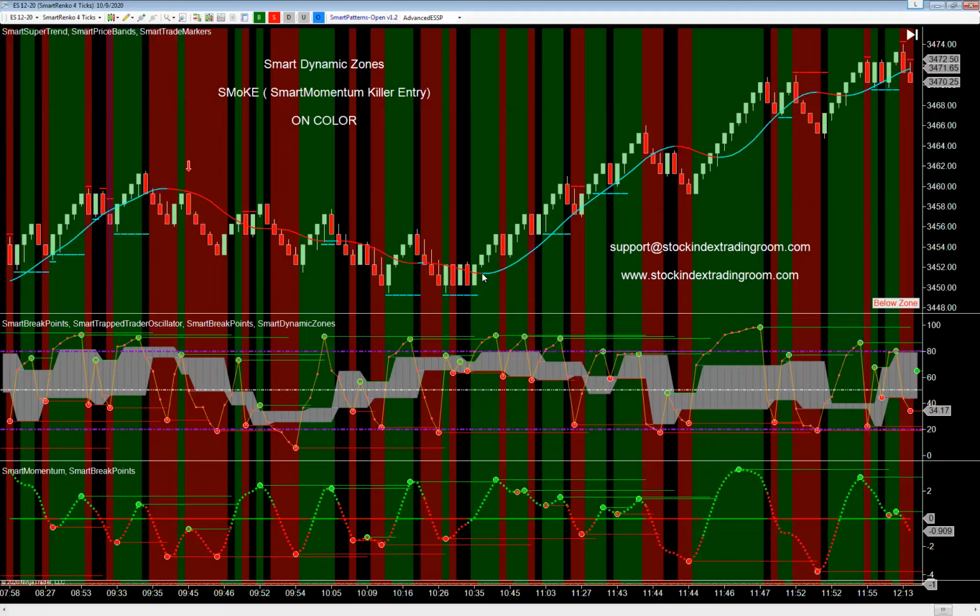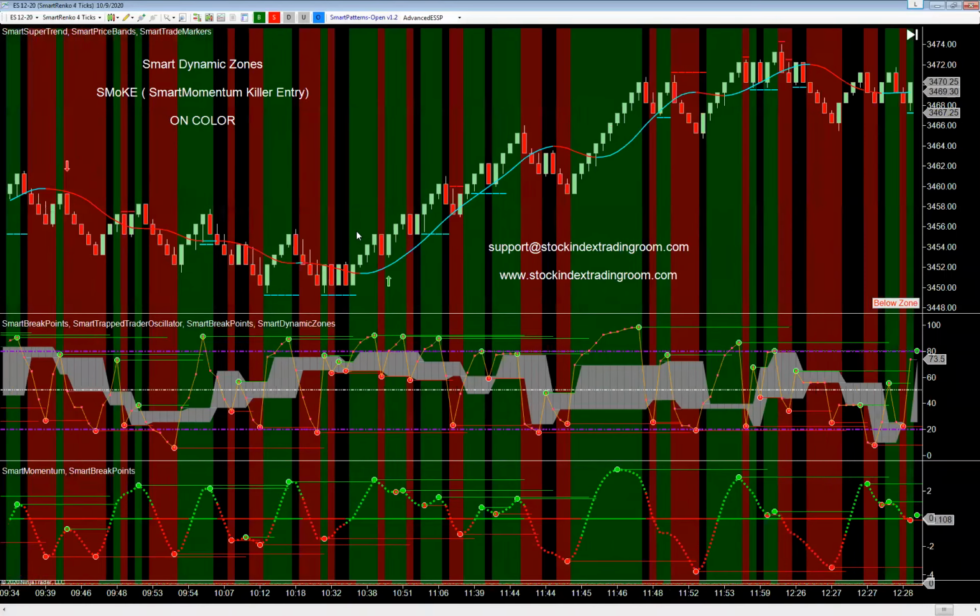So now we have a market that's starting to trend higher. We have green smart momentum, cyan smart price band, and a green reversal bar on a green background. So that's what that looks like. And that's it. That's all there is to it.